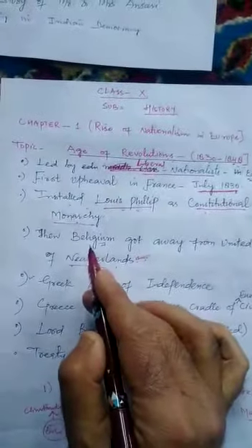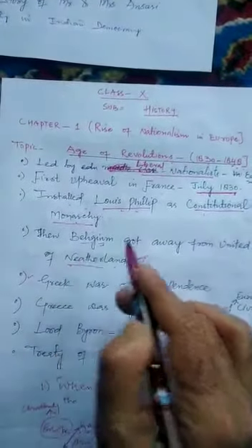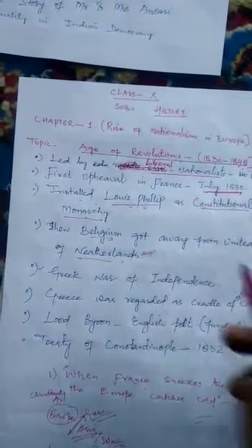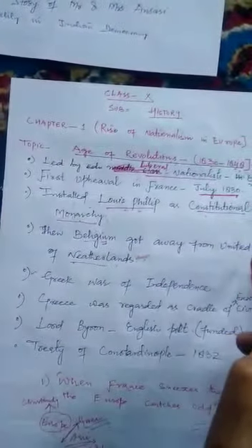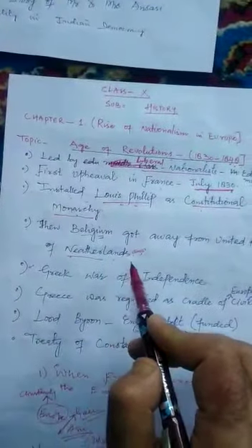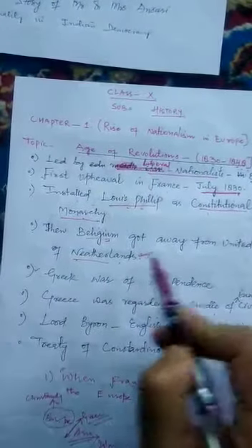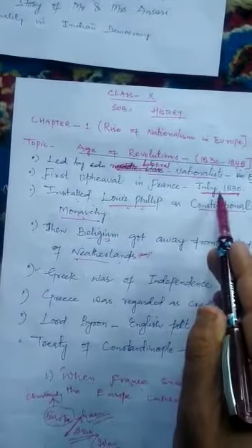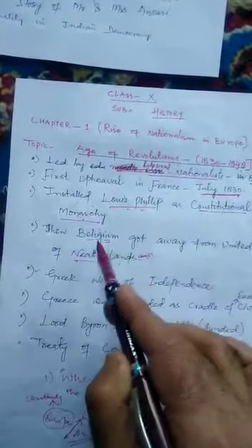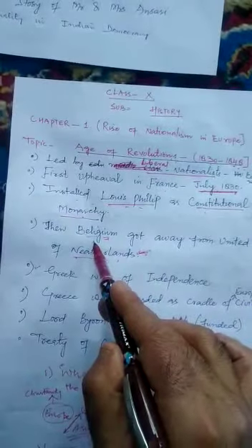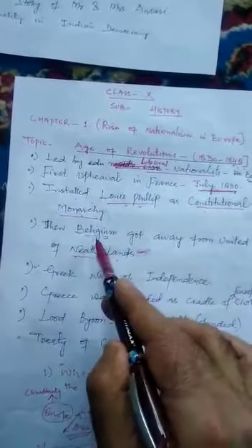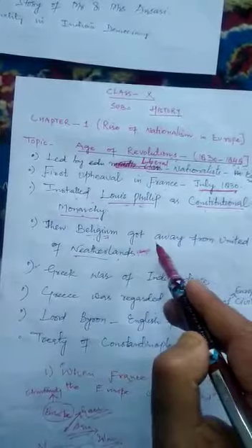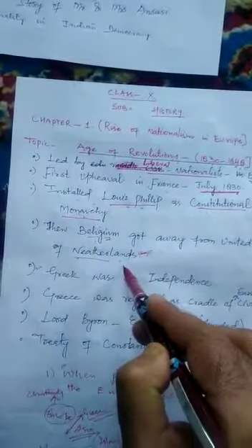Clear? What happened? Then Belgium was a neighboring country to that of France. It lies to the northern side of France. So then Belgium got away from the United Kingdom of Netherlands. This Belgium earlier on was a part of the United Kingdom of Netherlands. So when the revolution took place in France, due to this very revolution, this Belgium got affected. Clear? This Belgium got inspired and it began to liberate herself from the United Kingdom of Netherlands.